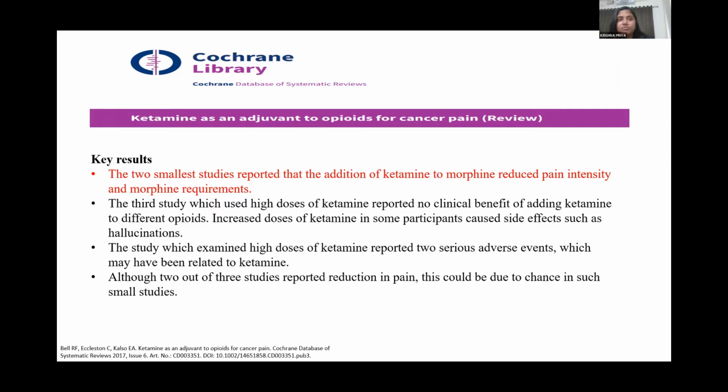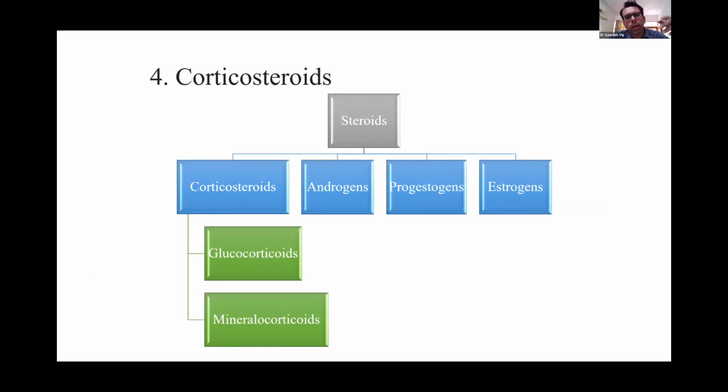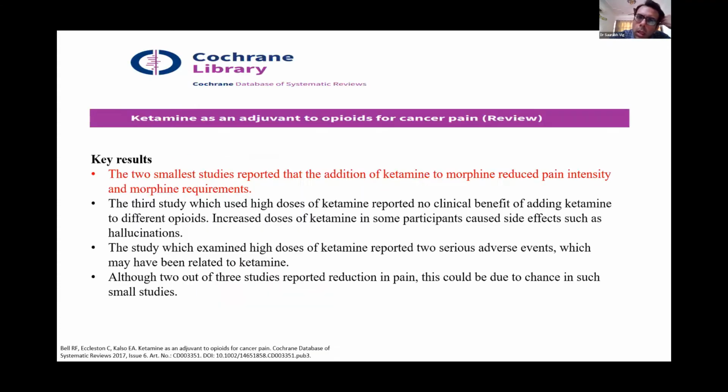This could be due to such a small study. The next category. Just go to the previous slide.